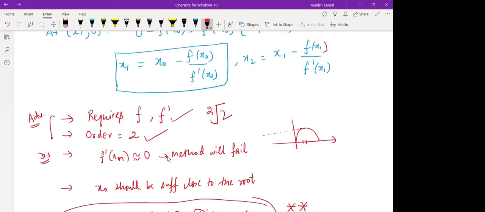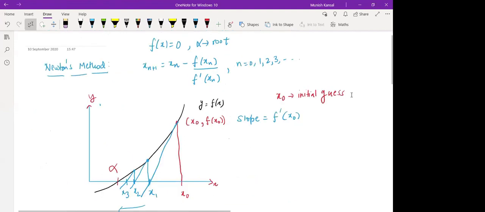So this is somewhat a classical, generalized method. You can find out the multiple roots, you can find out the roots of a system of nonlinear equations and so on. So this is a base method whenever you want to do some kind of research in this area. Newton's method is always treated as a base method, right? So this is a very important method, and we will try to code this method in MATLAB.